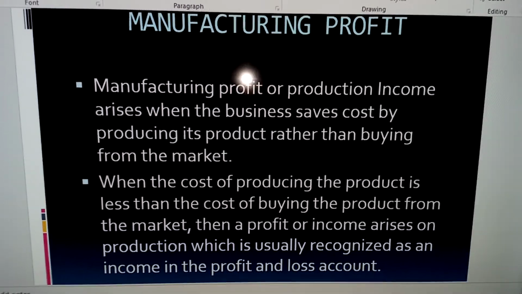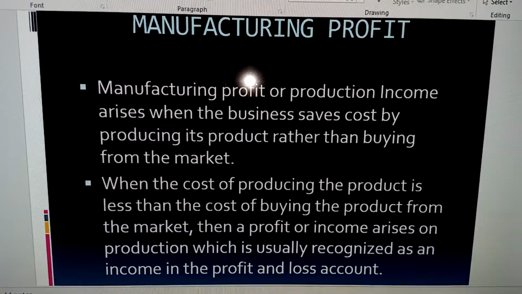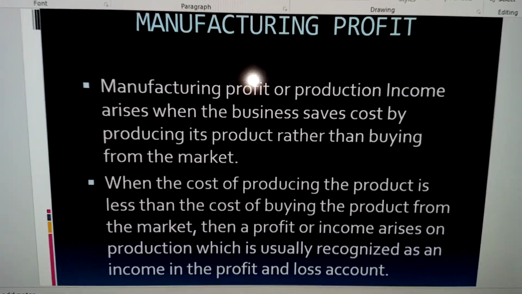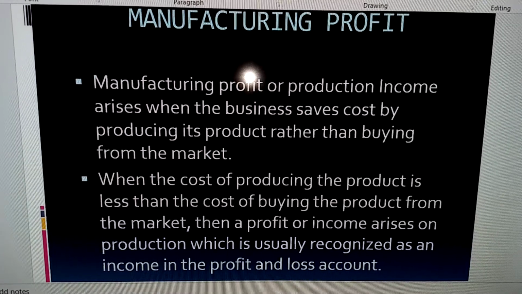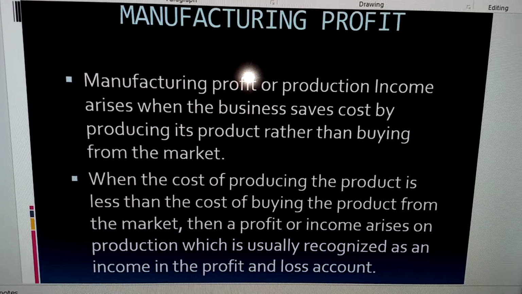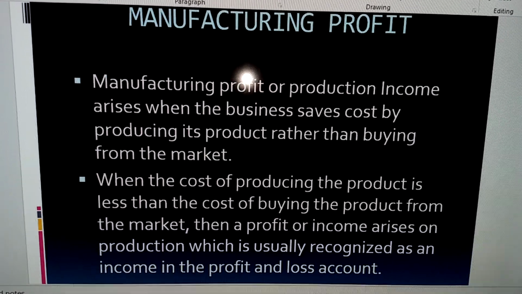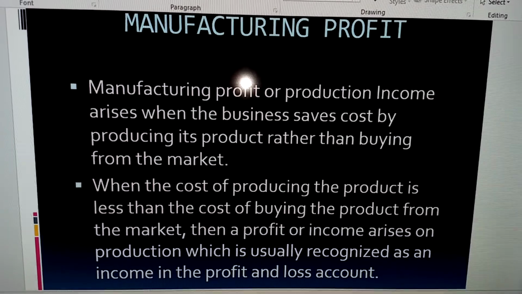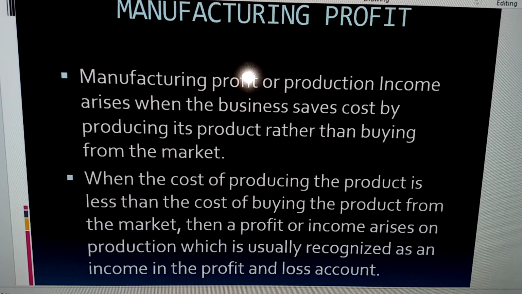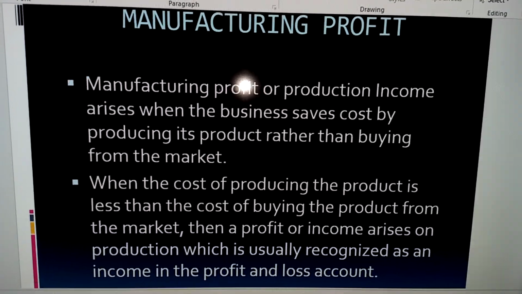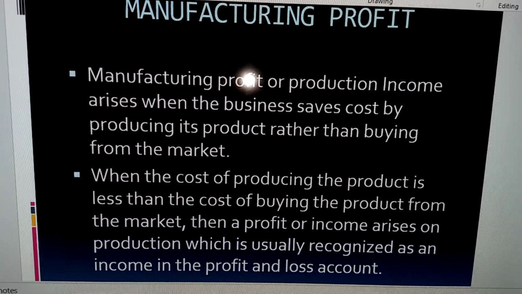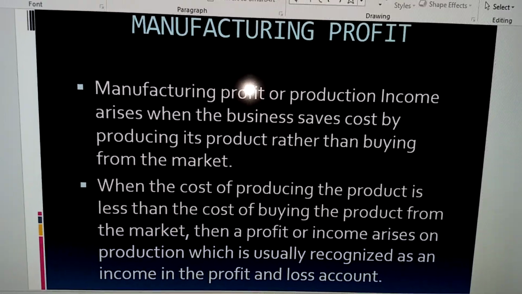So what I'm saying is, if the cost of producing is 10 million, and the market value, the cost of buying in the market, is 12 million. If you have to produce, it will cost you 10 million. If you have to buy, it will cost you 12 million. The difference is 2 million if you produced. So that 2 million is a savings. It is a profit gain. It's a manufacturing profit that is recognized, or adjusted for, in the manufacturing account to get the actual market value that will be transferred to the trading section. That income is also recognized in the profit and loss account.